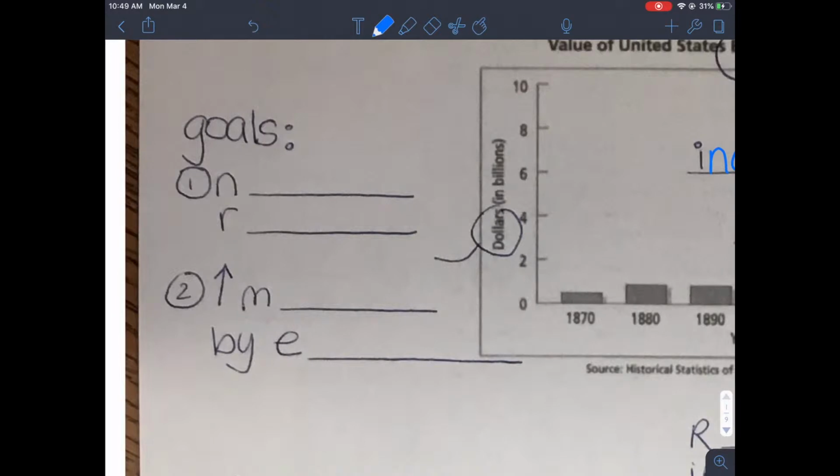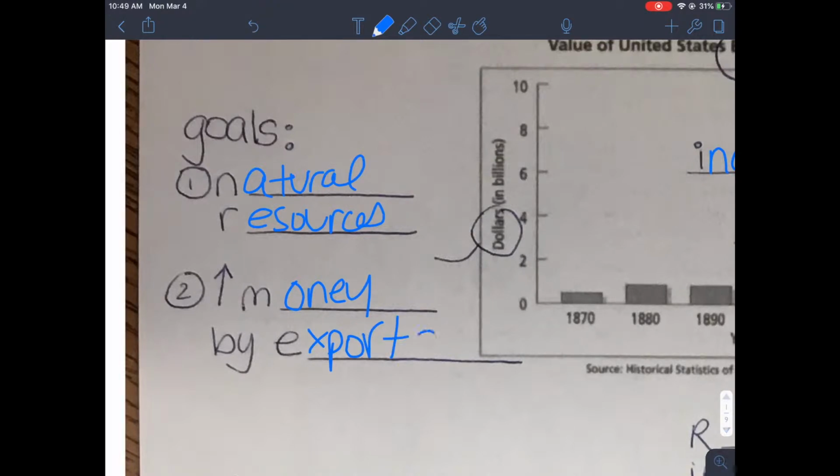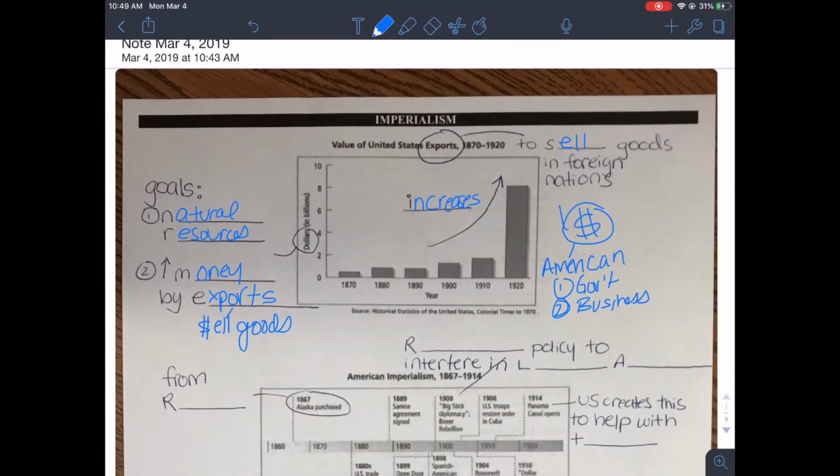So what are the goals of an economy when you have an industrial nation? Well, you want to make sure you get access to natural resources, and you want to increase the amount of money that you get through exports or selling goods. So if you sell more goods than you buy, that's called a trade surplus, making money.